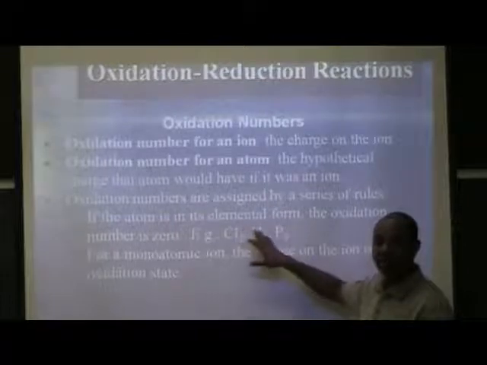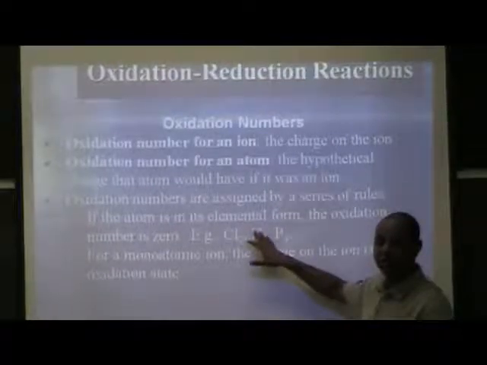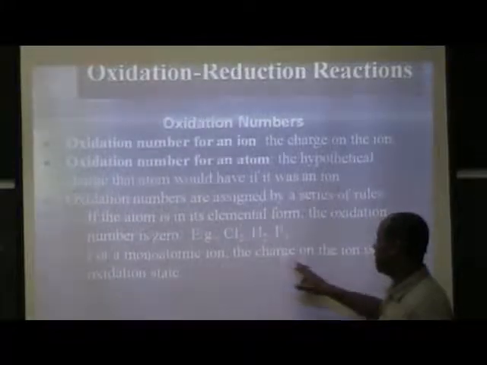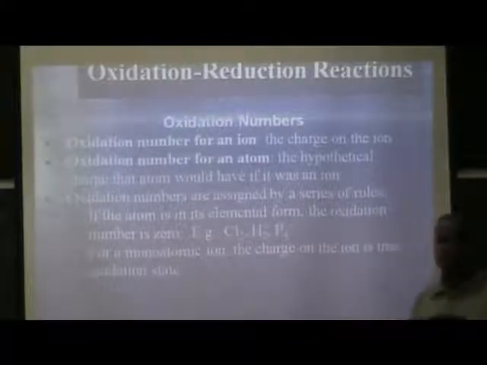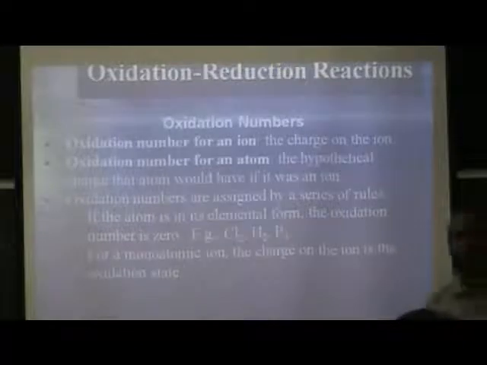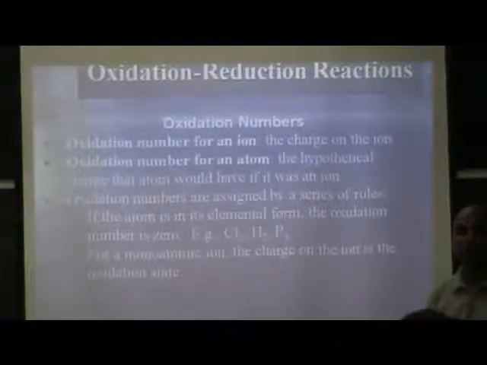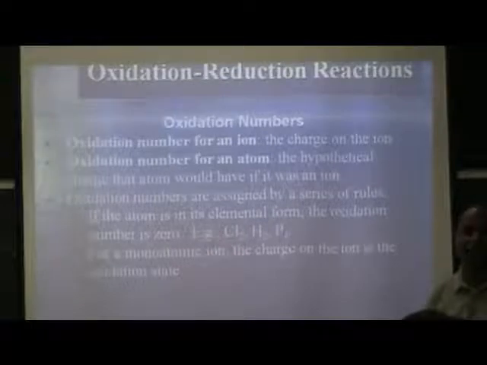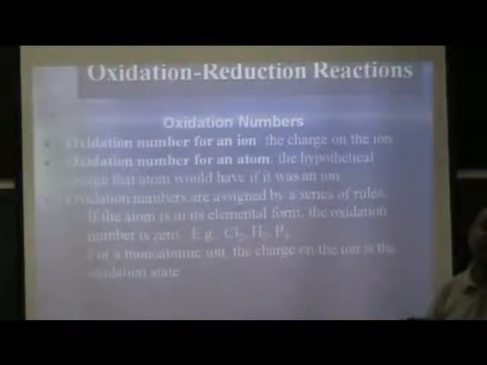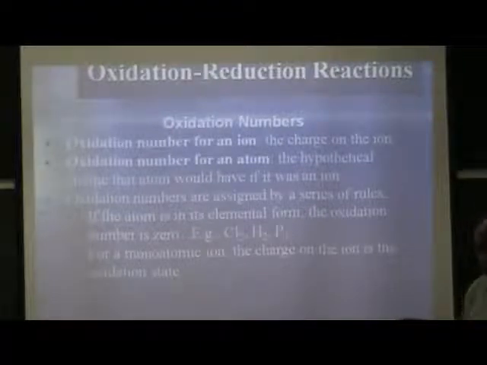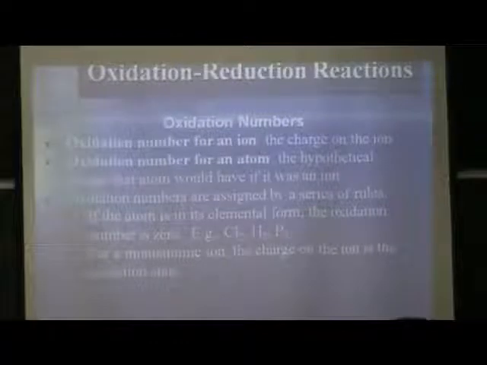Okay? So there's no combination here. It's 0. If you have a monoatomic ion, what are monoatomic ions from our chapter 2 lesson? A monoatomic ion is a single atom, right? These are the single atoms. The charge on the ion is the same as the oxidation state.